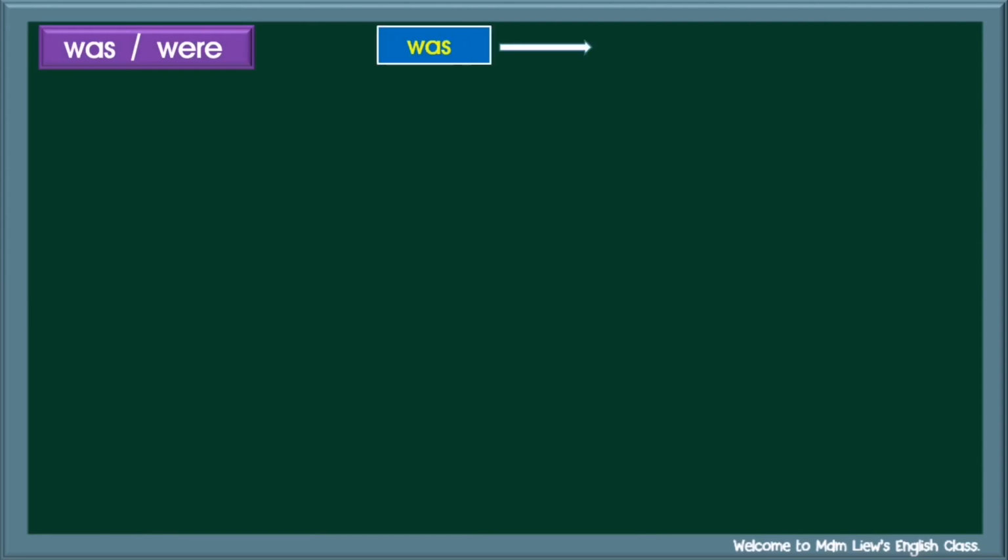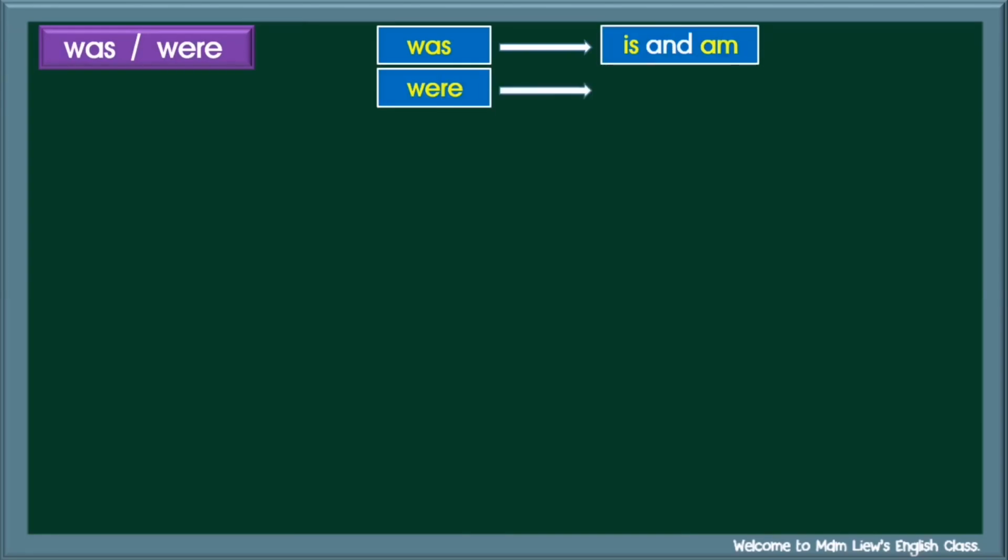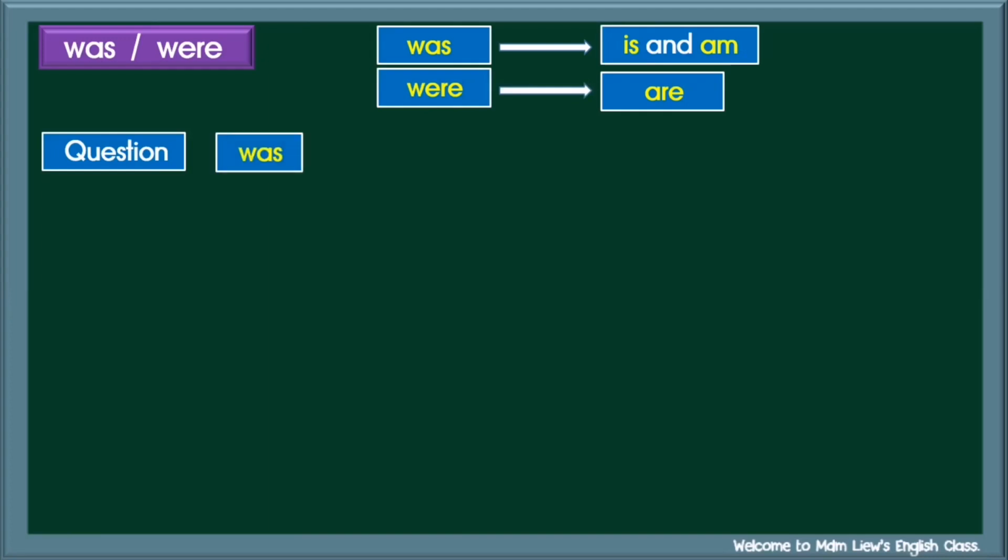Now, let's learn how to use the be verbs was and were to ask and answer questions with the question word where. Was and were are past tenses of the be verbs. Was is the past tense of is and am, and were is the past tense of are. First, let's learn how to form questions with the be verb was.